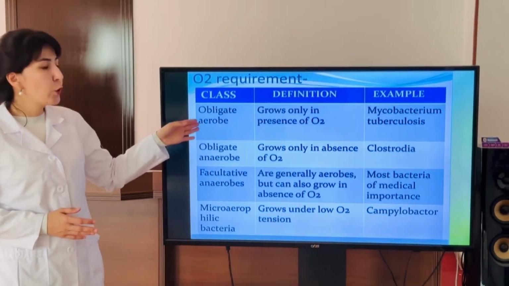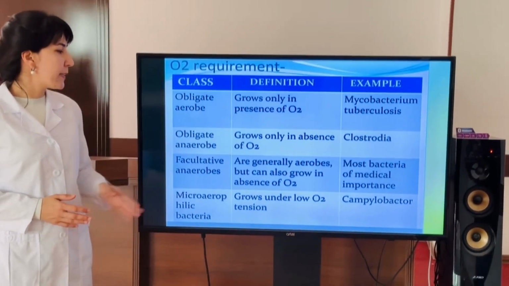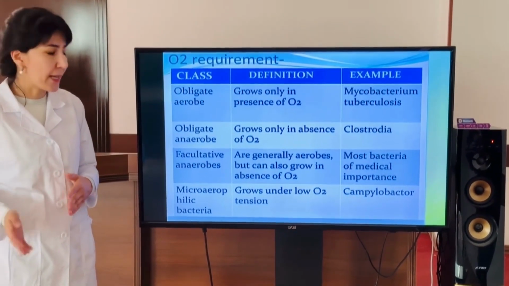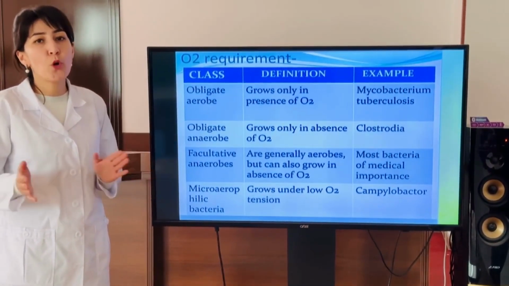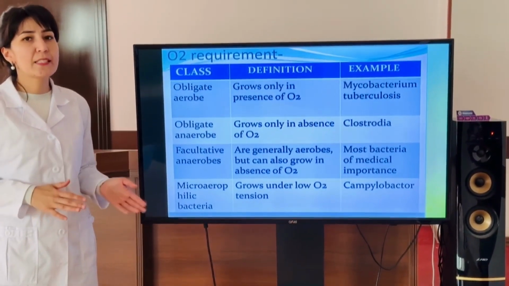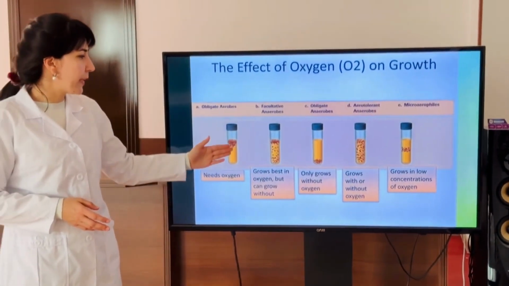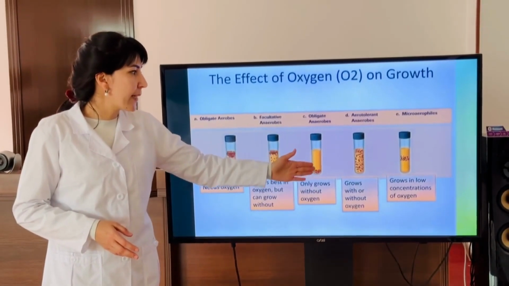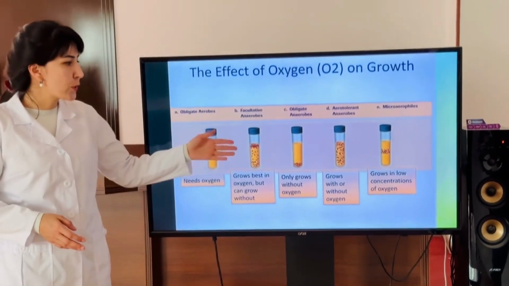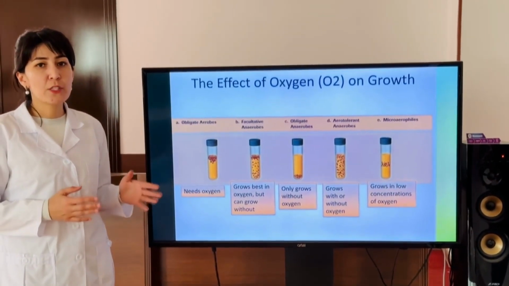What does this mean? Obligate aerobes can grow only with oxygen, and obligate anaerobes cannot grow with oxygen. Facultative anaerobes grow in both conditions. Microaerophiles grow only with a small percentage of oxygen, about 1 to 10%. Here we can see pictures of obligate aerobes, facultative anaerobes, obligate anaerobes, aerotolerant anaerobes, and microaerophiles, and how they grow. In the picture we can see the types of growth of bacteria.